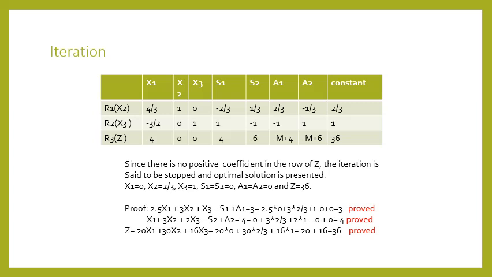And Z equal 20x1 plus 30x2 plus 16x3. x1 equals 0. 20 times 0 plus 30 times 2 over 3 plus 16 times 1 is 36. And that is okay. It is proved.